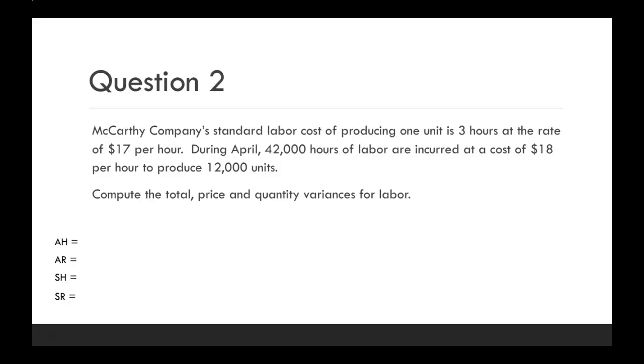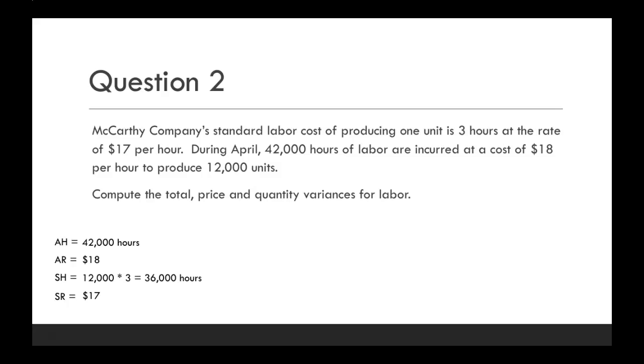So that's the same kind of idea as what we saw earlier with actual quantity and actual price, right? But since we're talking about labor, we have some different names for it. So our actual hours, that's the 42,000 hours that we had during April. Actual rate, we were told that was 18. Standard hours, we're going to take the 12,000 units that we produced, multiply that by the 3 hours that we expect to have to use in order to produce a unit. And then our standard rate is just that 17.